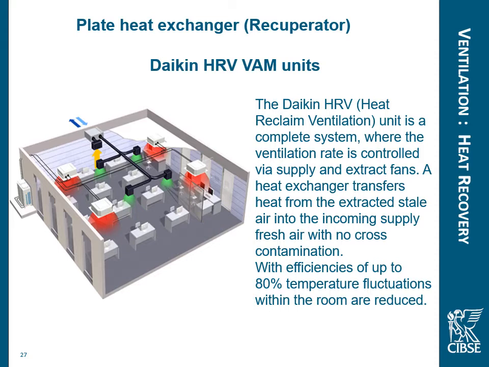But this particular unit is linked into a Daikin VAM unit. And we can see on the Daikin VAM unit, it's taking out the stale air, bringing in fresh air and distributing that nice green coloured fresh air into the room there. So the fresh air is coming in via the heat recovery ventilation VAM unit, and the heating and the cooling is done via the VRF system.